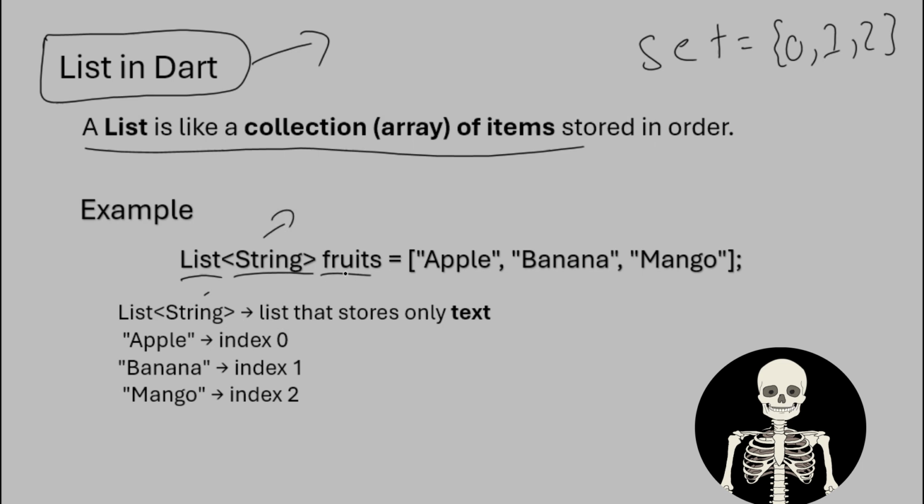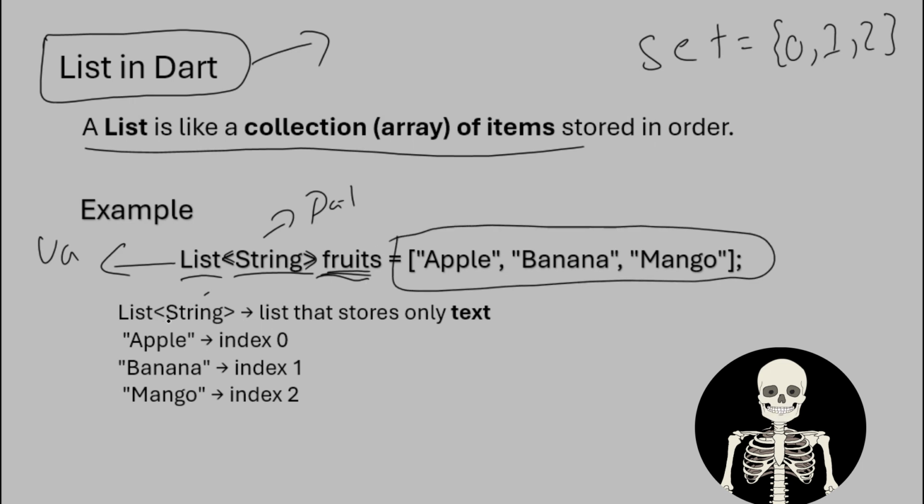First we write List, and after that we describe its data type. After that we give it a name. So List is the variable type, and String is the data type. We define it in angle brackets. After that we define its name and then give the list values. So a list of strings stores values only as text, because we keep the data type as String.